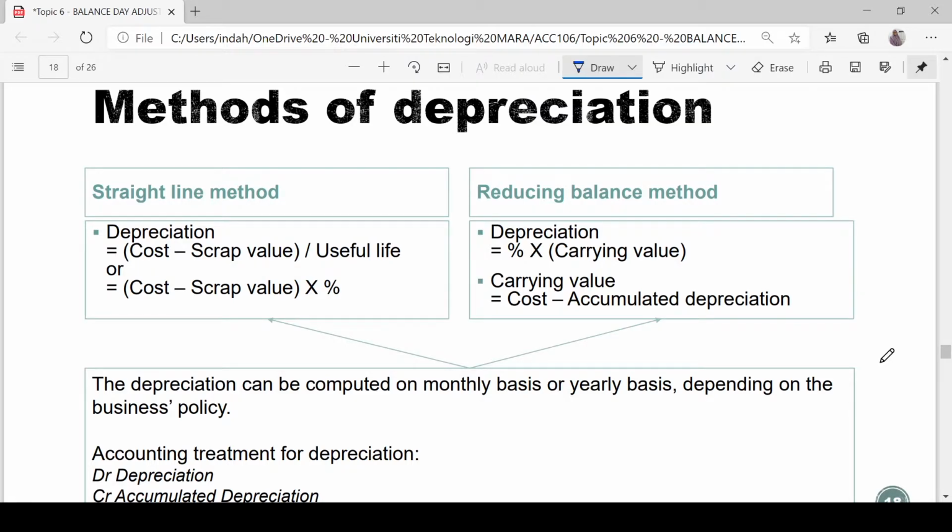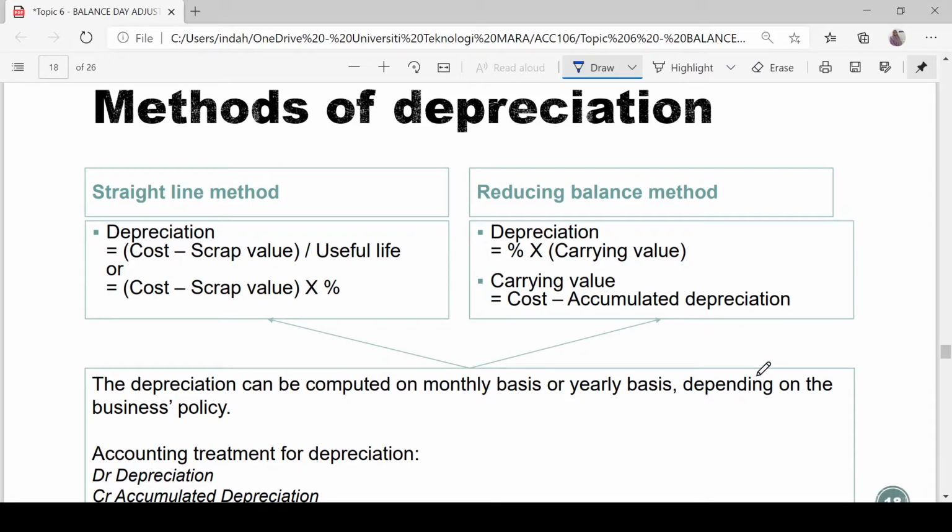Carrying value is equal to cost minus accumulated depreciation. Accumulated depreciation means the amount of depreciation starting from year 1, or from the date you purchase the asset. Every year you are going to add the amount of depreciation to the accumulated depreciation, meaning that the accumulated depreciation will be different from one year to another and it is increasing. So what happens to the carrying value? Carrying value will decrease from one year to another, and hence the depreciation will also be reducing. That's why the name is reducing balance method.